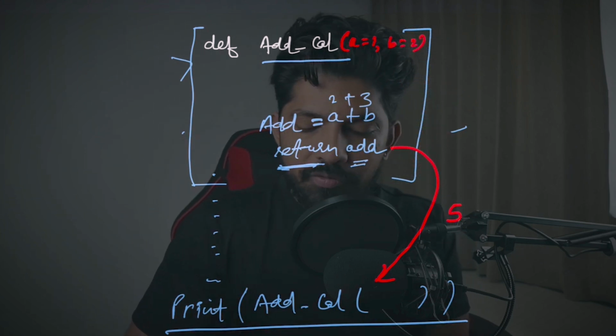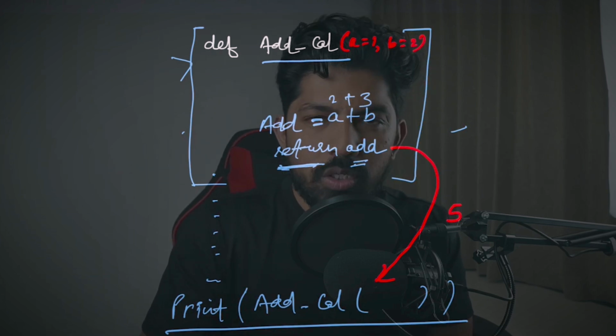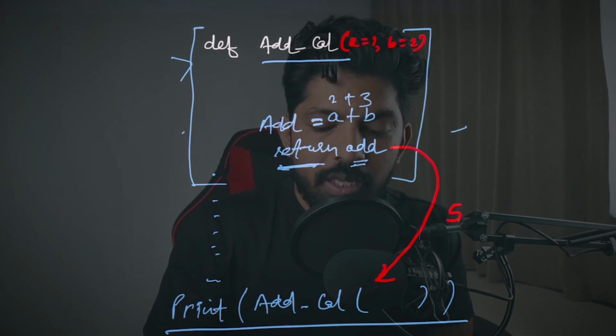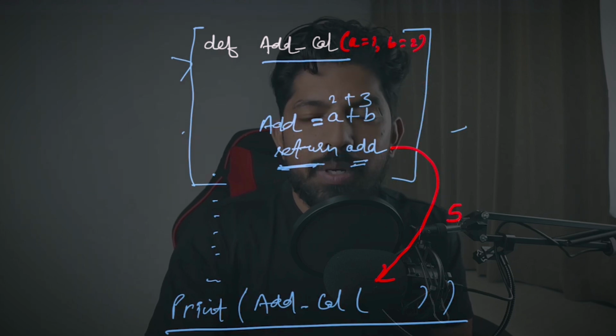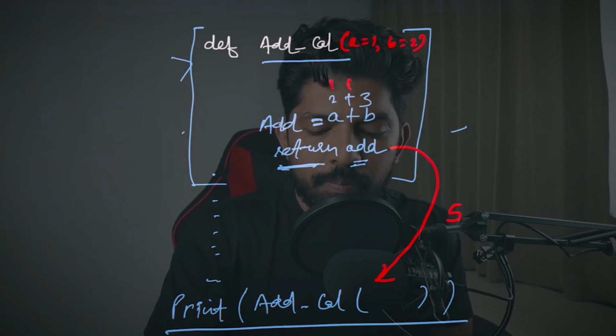So now if the user passes the arguments, that's fine. It will use those parameters. But if the user forgot to pass the arguments, it will just take the default parameters. So it will add this 1 plus 2 and it will return the value 3. So that's how default parameters work, right? It is very useful in error handling and you should always be using them.